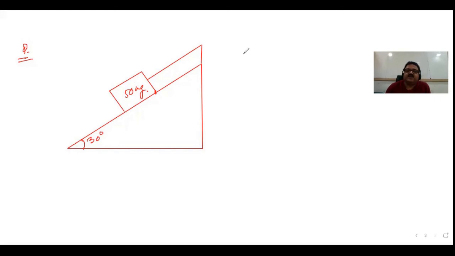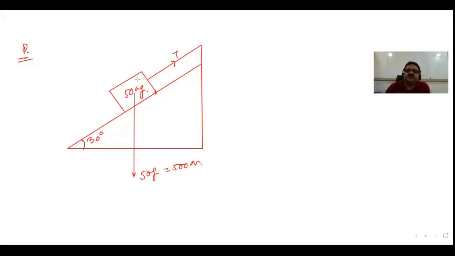Number one, the force of gravity acting downward. Number two is tension in the string acting along this direction. And this is 50 g, which is equal to 500 Newton. Now, what to do? We have to find out the normal force. So, in order to find out the normal force, we have to find out the component of this force perpendicular to the surface of the incline.